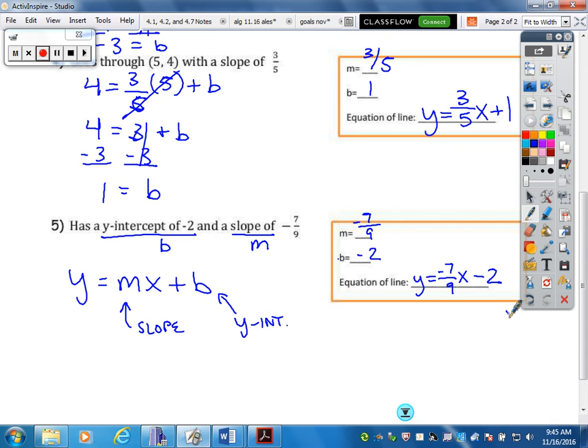Okay, so it is still the case that if you're given the slope and the y-intercept from the start, you can just plug those values in. You've got the equation of the line.